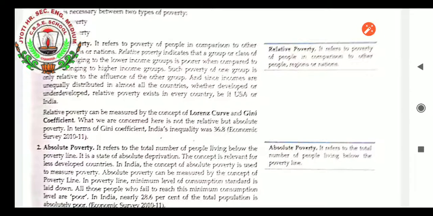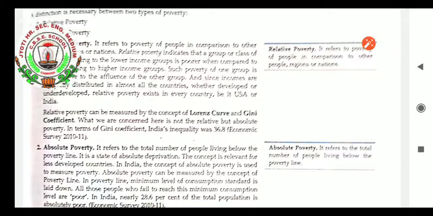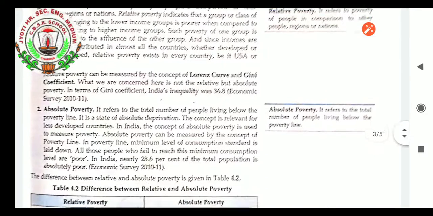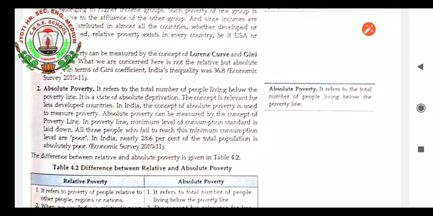In the poverty line, a minimum level of consumption standard is laid down. All those people who fail to reach this minimum consumption level are poor in India. Nearly 28.6% of the total population is absolutely poor. Difference between relative and absolute poverty, you can see, students, in the picture.